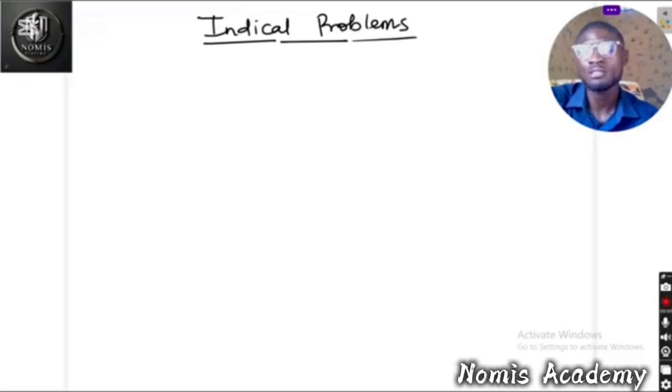However, in these problems, we will see that not only indices will be applicable. We will apply the laws of indices, yet other laws that are mathematically proven and acceptable can be used to solve the problems. So let's take the problems one after the other. Let's take example 1.